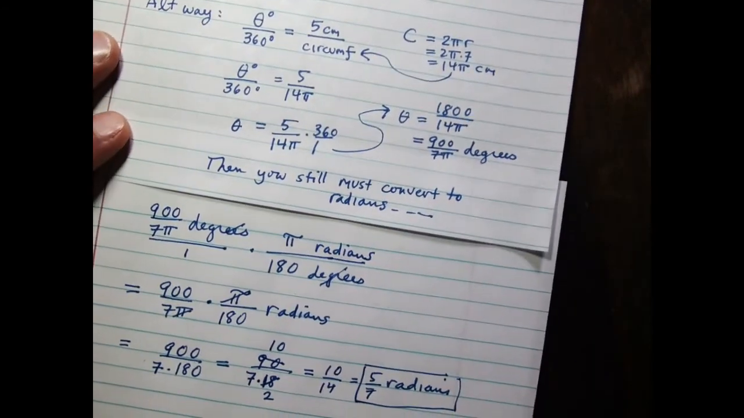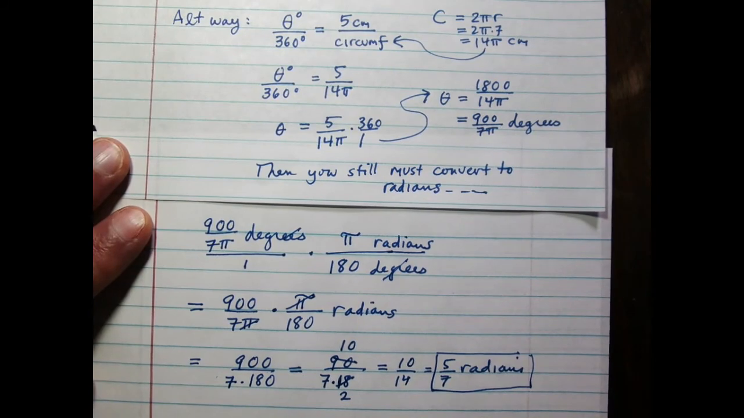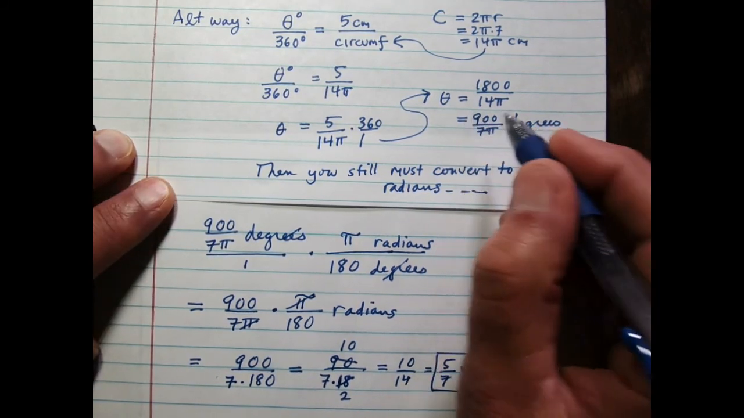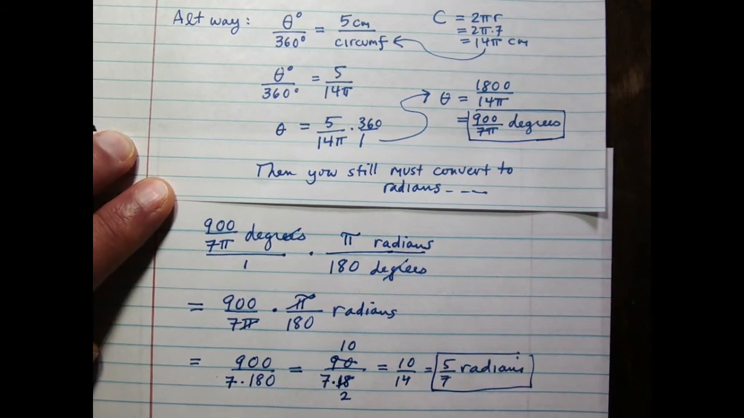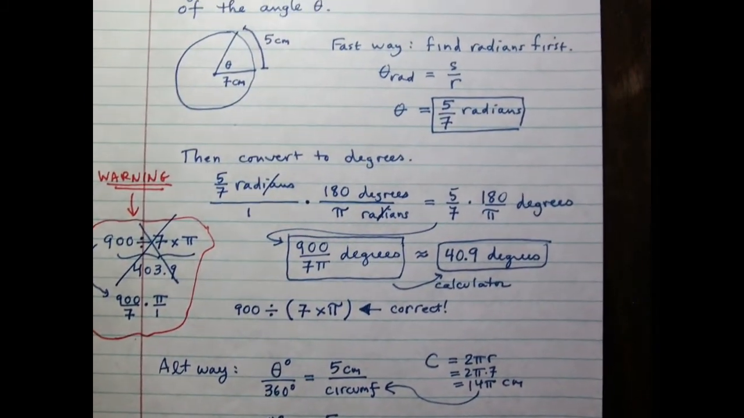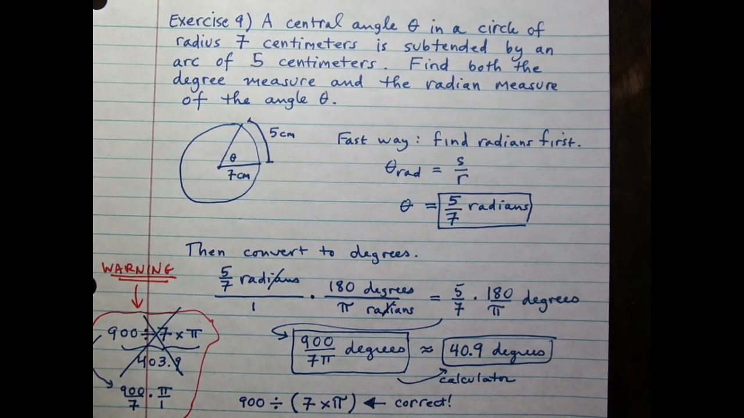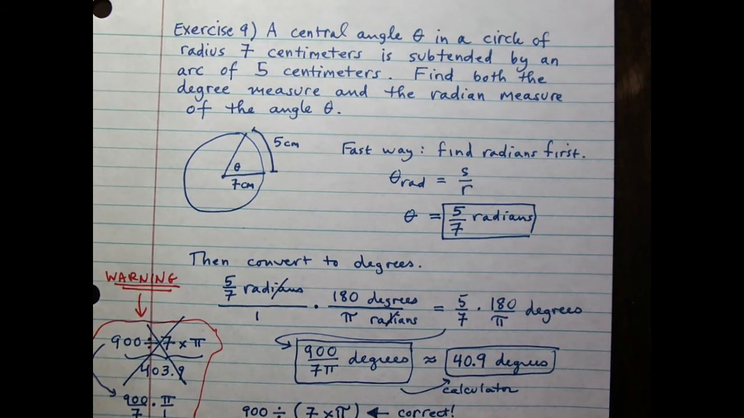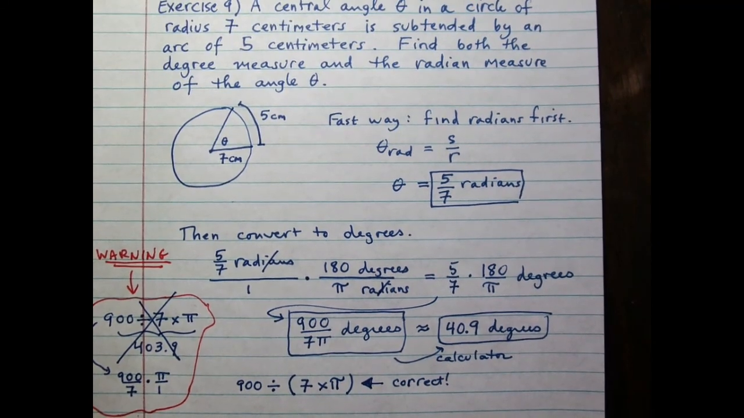Let's see if I can get this all on the screen. It works just fine. You find degree measure first, and then you still have the mess to go through to convert to radian measure. Certainly the fast way was the first way, so I'm going to endorse that at the end. And we're through with that one.